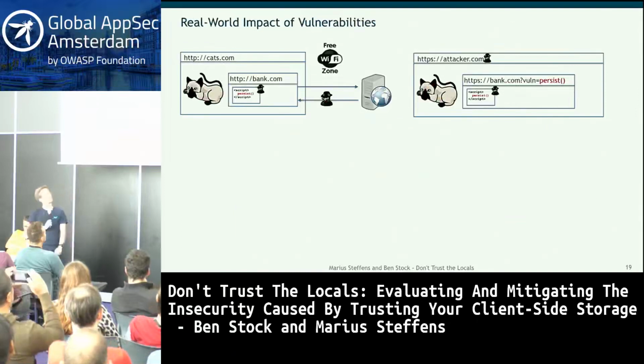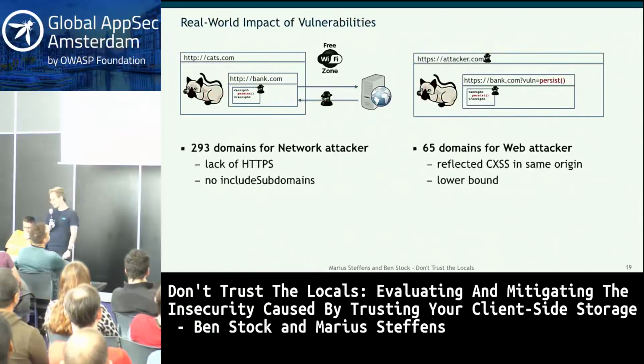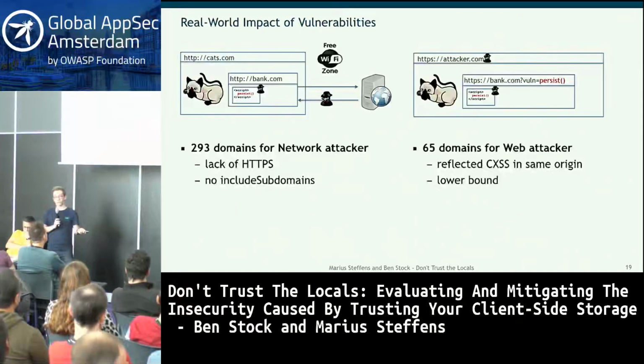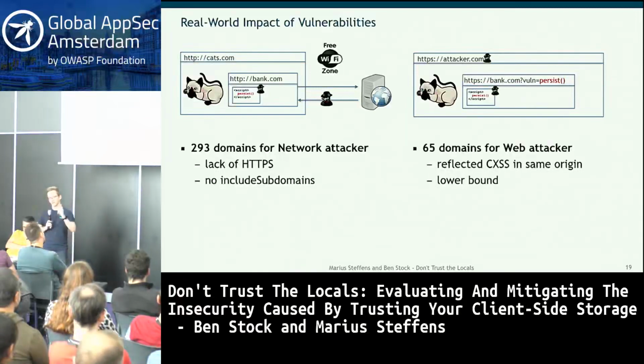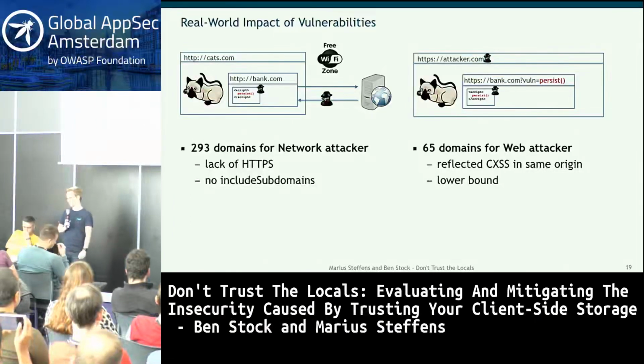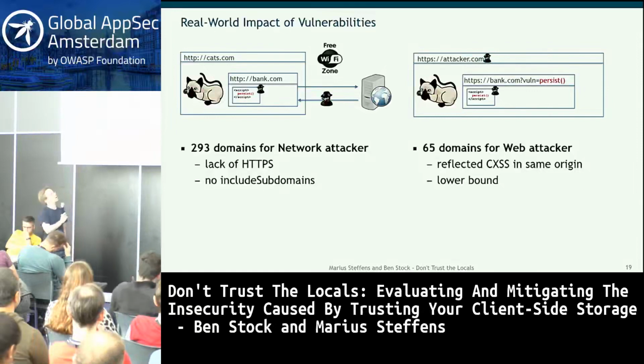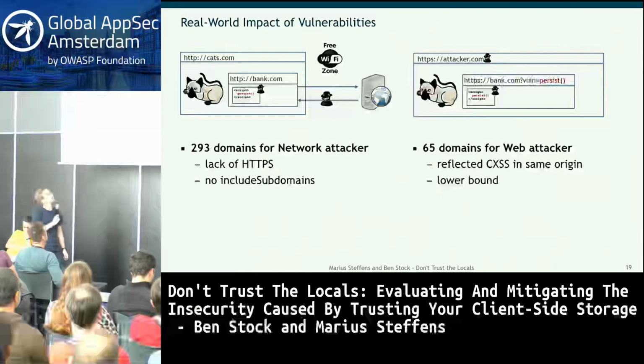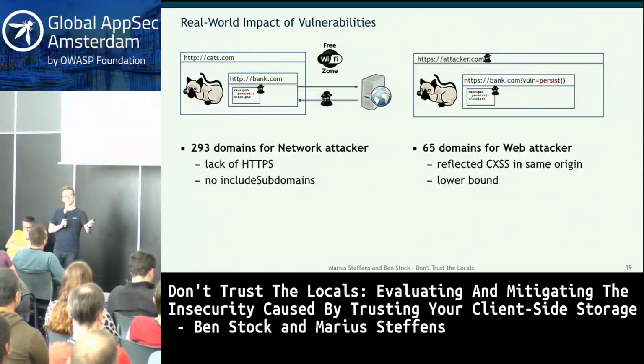And that's what we did. And we have our two attacker models again. We find that 290 domains are susceptible to end-to-end exploitability by our network attacker, either because they completely lacked HTTPS adoption, or they had HTTPS, they had HSTS, but simply forgot to have the include subdomains flag. Now for the web attacker, we used the very same engine to scan for reflected client-side XSS, and there we found 65 sites having both a reflected client-side and a persistent client-side XSS.